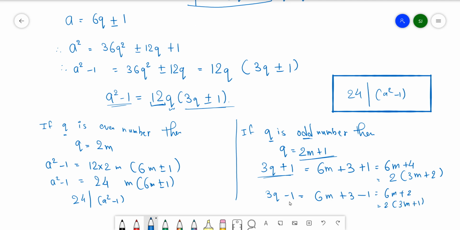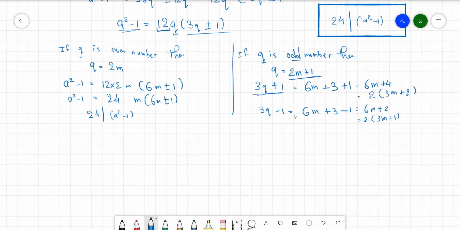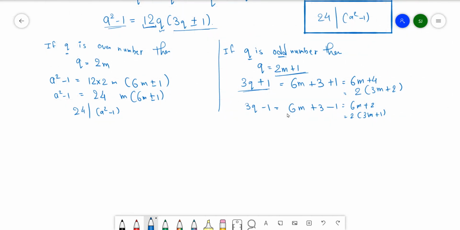Okay. So now what I see is, in either case, if my q was an odd number, my 3q plus or minus 1 is an even number. If it is an even number, my 3q plus or minus 1 can be something like 2 times k. It could be any of the cases, but it will be some even number, hence I am writing 3q plus or minus 1 as nothing but 2 times k.